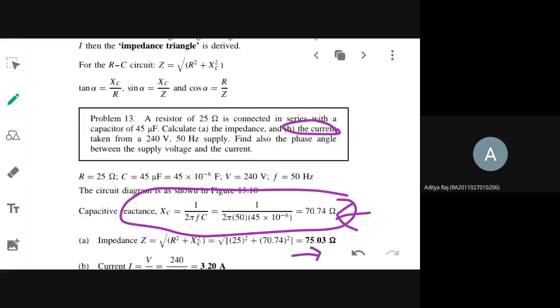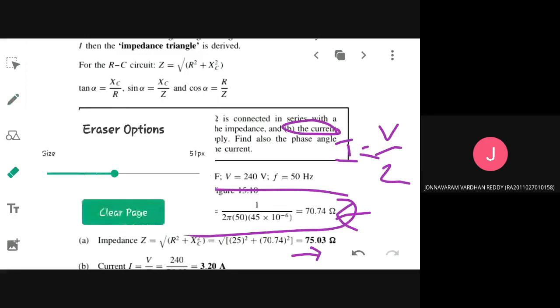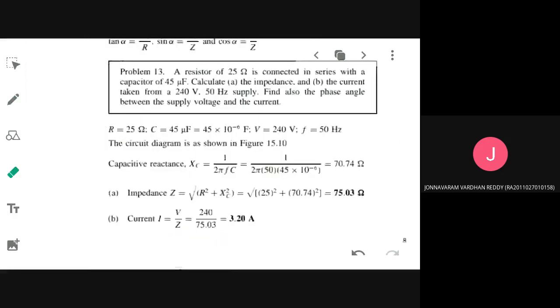Current taken from 240 volt 50 hertz supply. So I is equal to, again as usual, V divided by Z. So what is the formula, and what is the answer? I equal to V by Z. 240 by 75.03. Final answer? 3.198. So this is the answer.